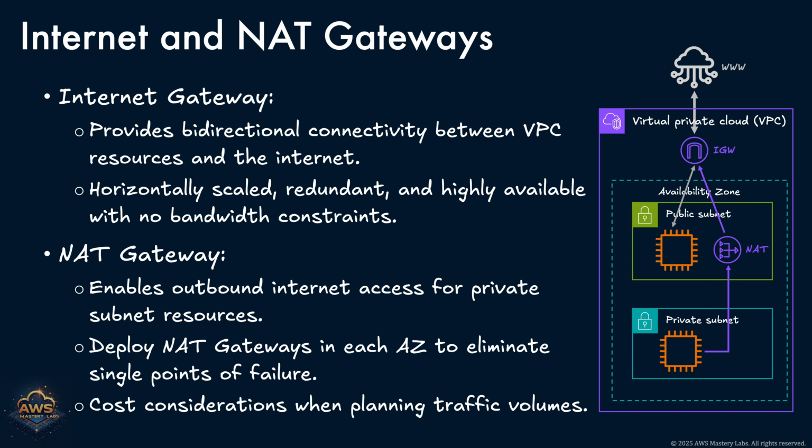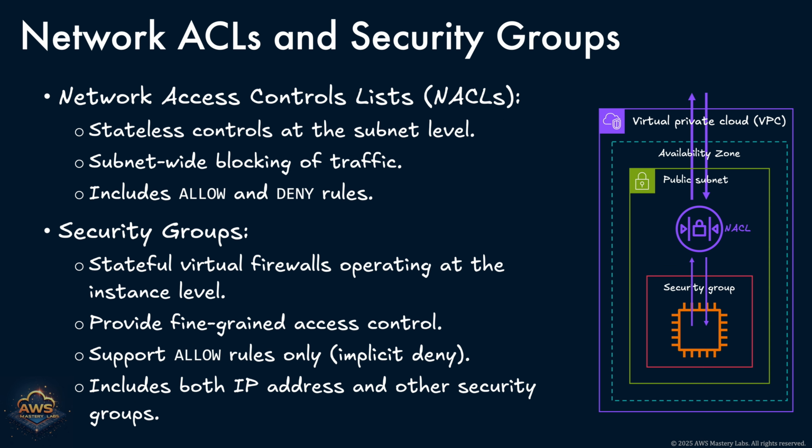Securing your AWS environment begins with two core components of VPC security: security groups and network access control lists, or NACLs. These tools work at different layers of your network and offer complementary protection. Security groups are stateful virtual firewalls that operate at the instance level. If an inbound rule allows traffic, the corresponding outbound response is automatically permitted. You don't need to define both directions.